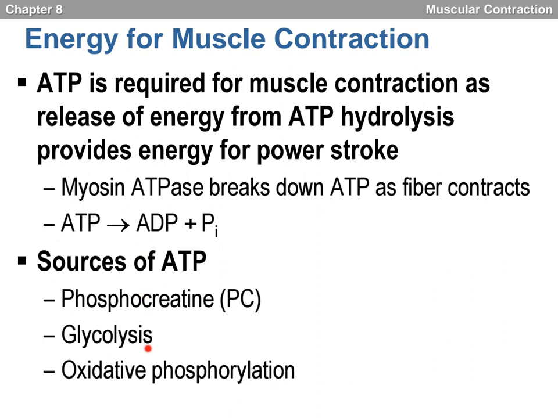You have glycolysis, which you can recall as the breakdown of glucose, yielding two pyruvate, and you get a net gain of 2 ATP per glucose molecule. And then, of course, we've talked about oxidative phosphorylation. If you can fully oxidize glucose, you'll get a far higher yield of ATP.